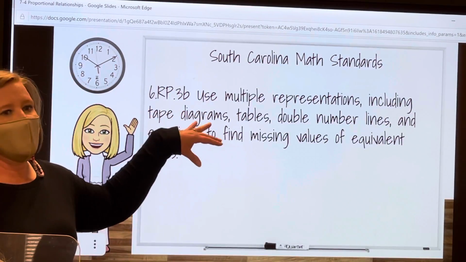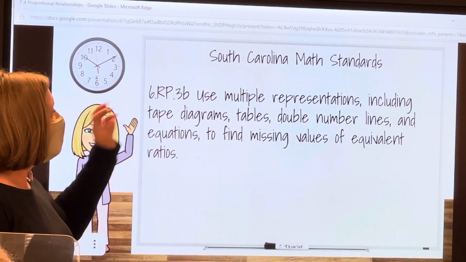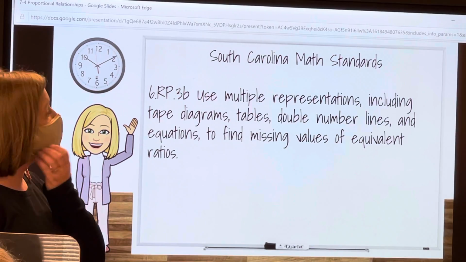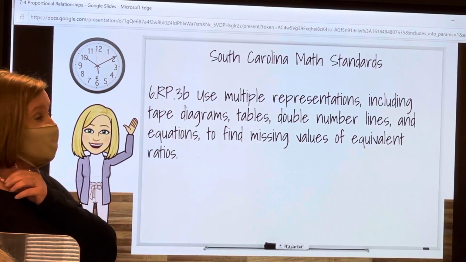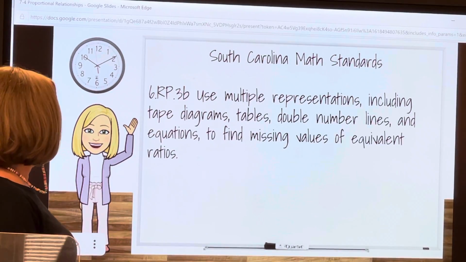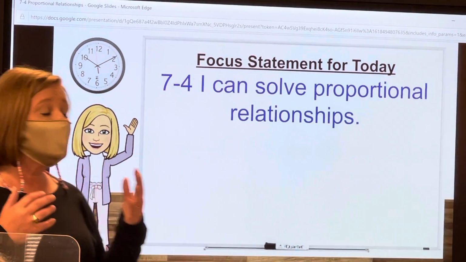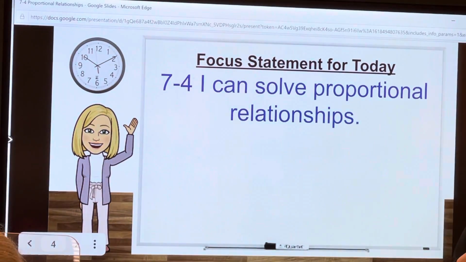Okay, today our indicator is one that we've already talked about a little bit. Use multiple representations, including tape diagrams, tables, we've done those, double number lines, and equations, which we're going to do today, to find the missing values of equivalent ratios. So our complete focus for today is I can solve proportional relationships.